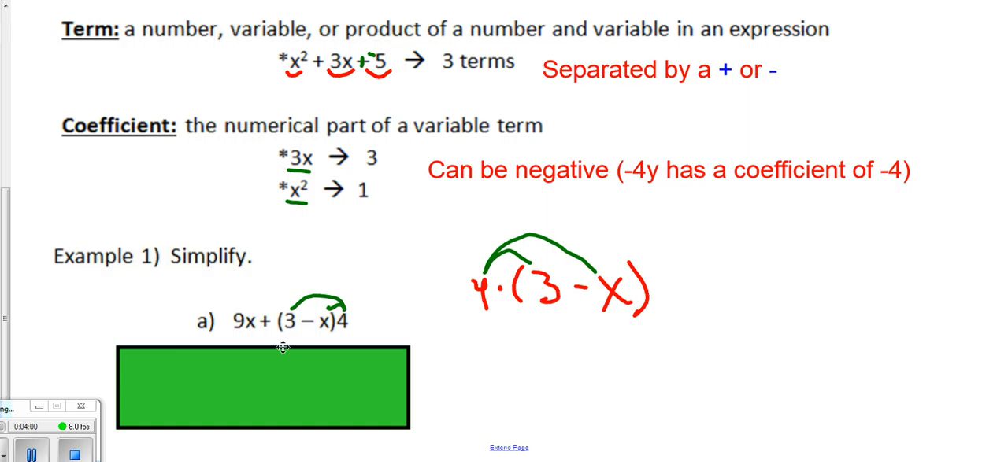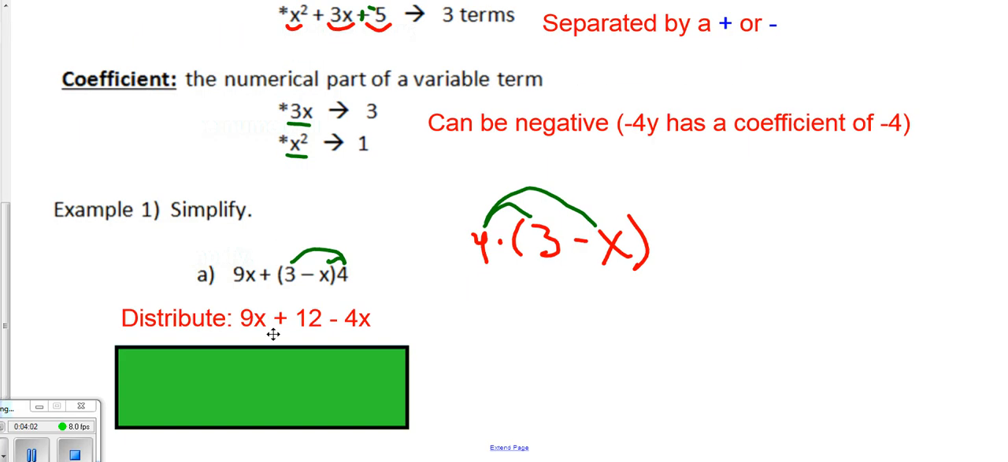So our first step in simplifying this is to distribute, and we would get the 9x stays the same. 4 times 3 is 12. 4 times negative x, or negative 1x, or minus 1x, however you want to think of it, 4 times that amount becomes minus 4x. So right now, this would be our expression. And we're done with the distributing part. But now we need to look at our terms and combine any like terms.